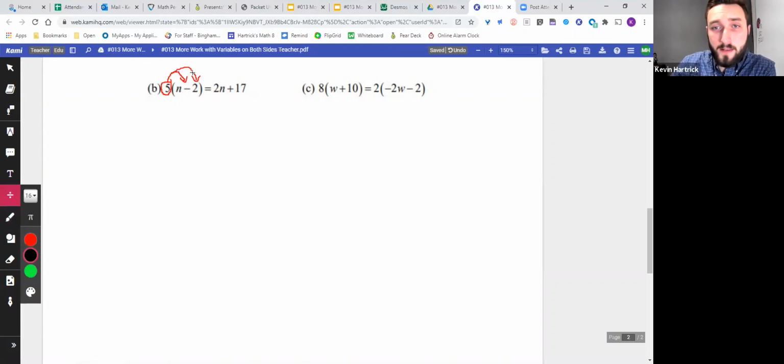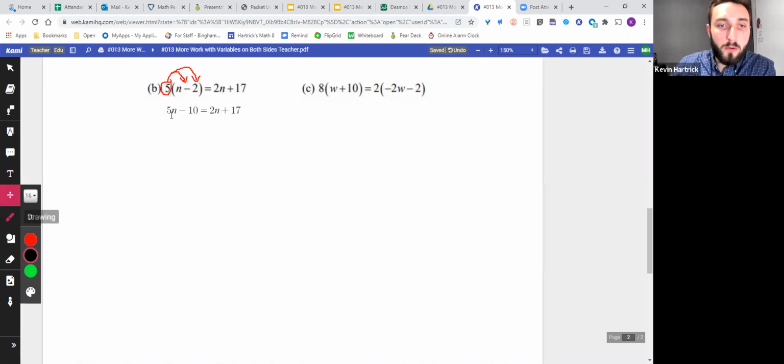So 5 times n is just a 5n. Notice how this 2 is a negative 2 because the sign in front of it is a minus. Okay, so this is 5 times negative 2, which is a negative 10. So I have minus 10 there. And then on the other side, I don't have any distributive property happening. I don't have anything to do in that step. So I'm just going to bring those things down.